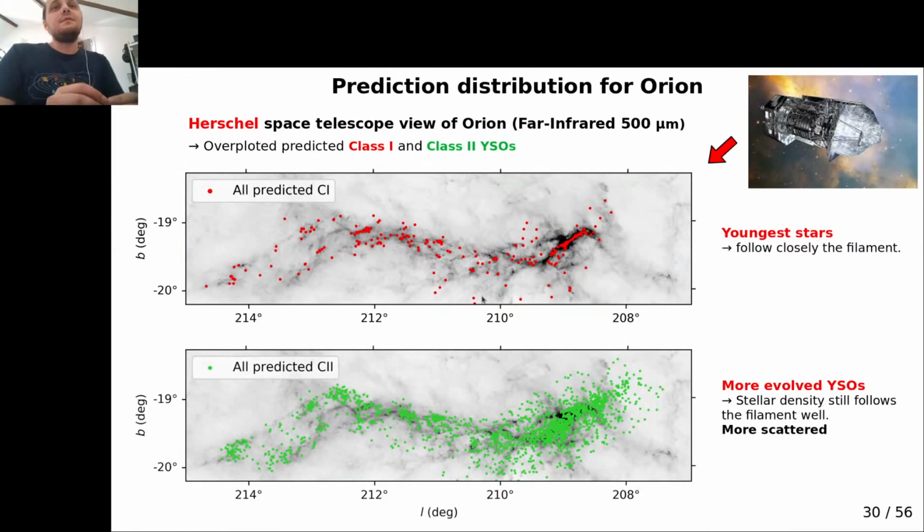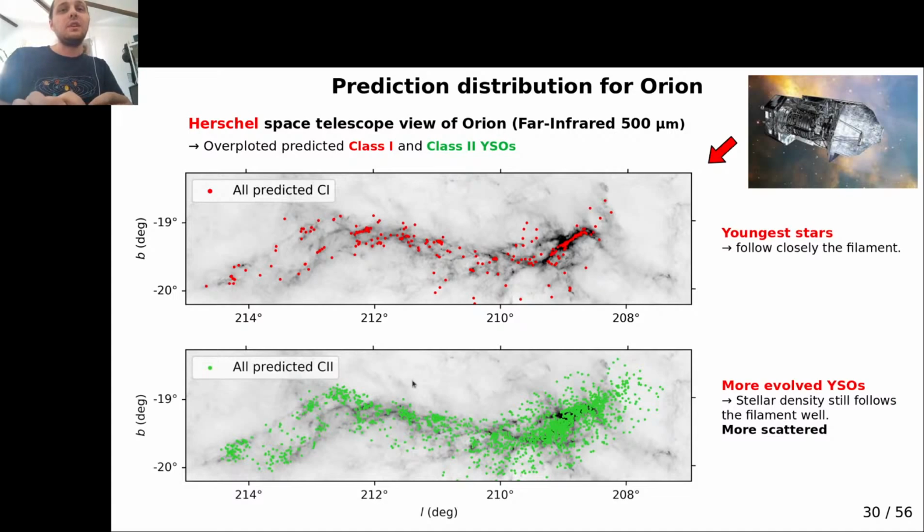So now that we have a list of candidate WISOs, we want to see if their distribution in the sky can provide us with information about the structures of the cloud. So here you have our prediction with an Herschel background. You can see that, as we expected, all the class 1 WISOs that were predicted follow very well the dense regions of the Orion filaments.